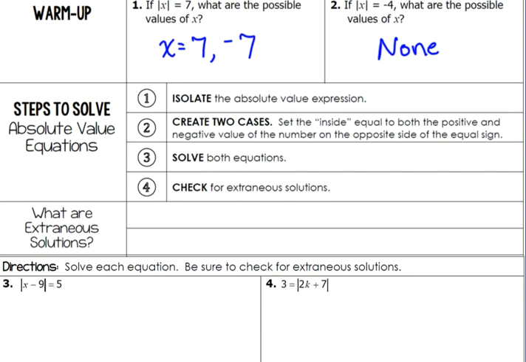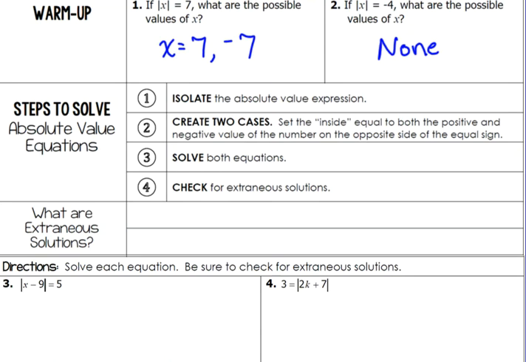Then, after we've isolated it, we create two cases. We split it into two. We set the inside, and what I mean by the inside is what's inside the absolute value bars. We set that equal to both the positive and negative value of the other side. Okay, so we're going to have two cases, set it equal to the positive and to the negative of the value that's on the other side. We're going to solve both of them, and then we're always going to check our solutions.